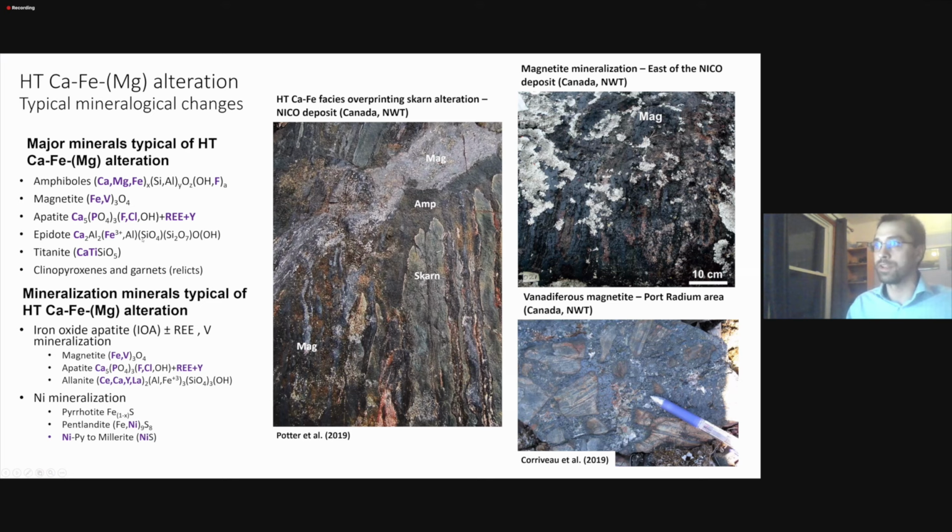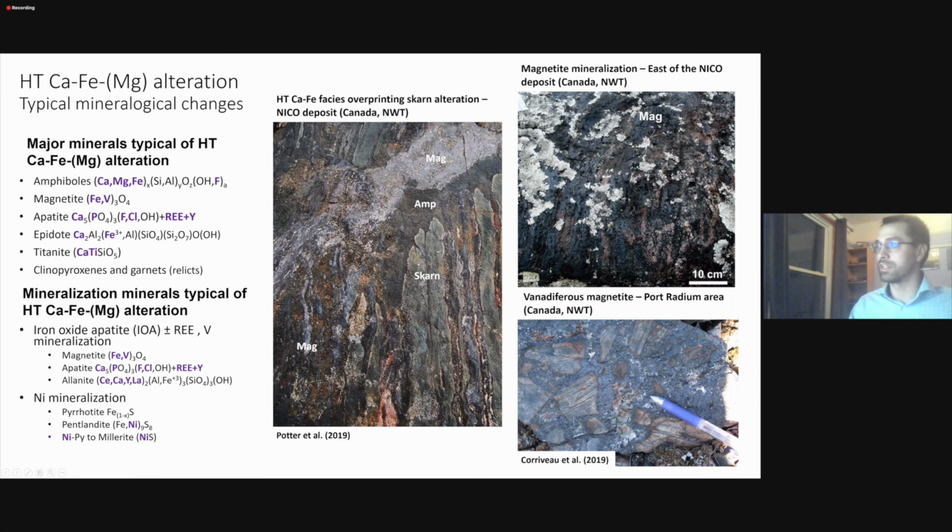And this is a good example of this evolution near the Nico deposit in Northwest Territories, where we have the early skarn alteration, and then the skarn is overprinted by an amphibole and magnetite assemblage. And then what this alteration will do is form veins that can be discordant, but also can start doing selective replacement along certain beds, and will variably overprint the earlier skarn paragenesis that was present there.